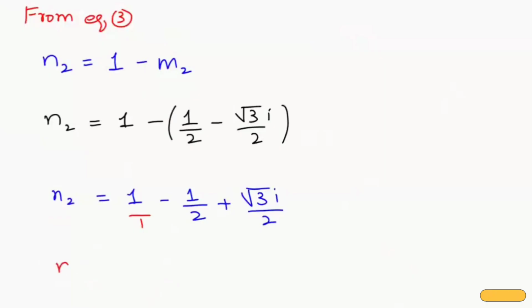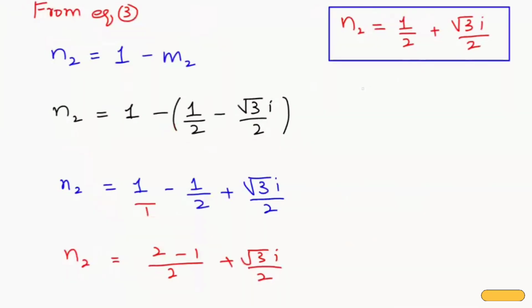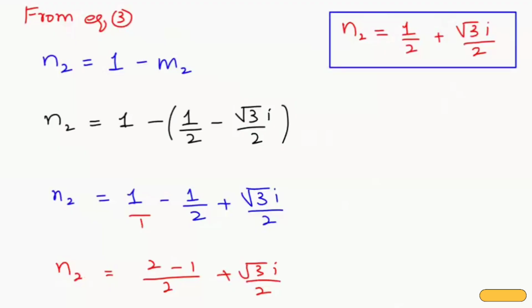So here we'll get 2 and 2 minus 1 plus root of 3 iota over 2. So the value of n2 we get here, that is 1 over 2 plus root of 3 iota over 2. So here we get another complex solution. Now I'm going to verify my answer.